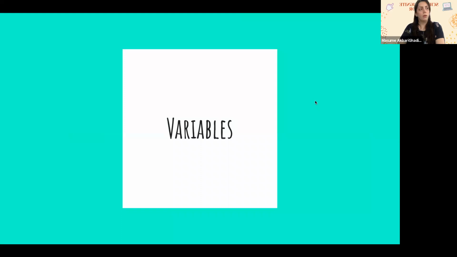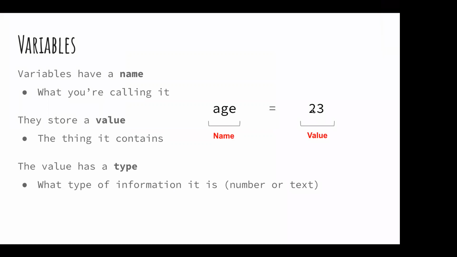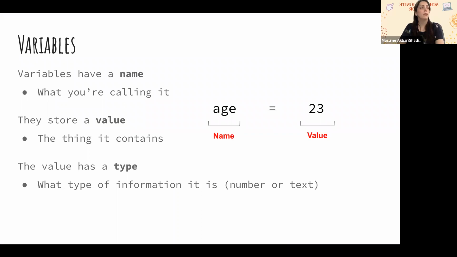Now it's time to talk about variables. Variables are containers for things, and they hold something inside. They're like boxes. So they have a name here. We defined age as 23. So the name of this variable is age, and the value is 23.